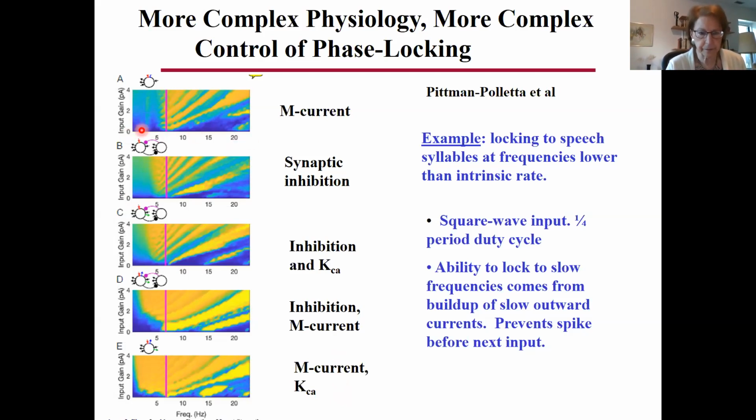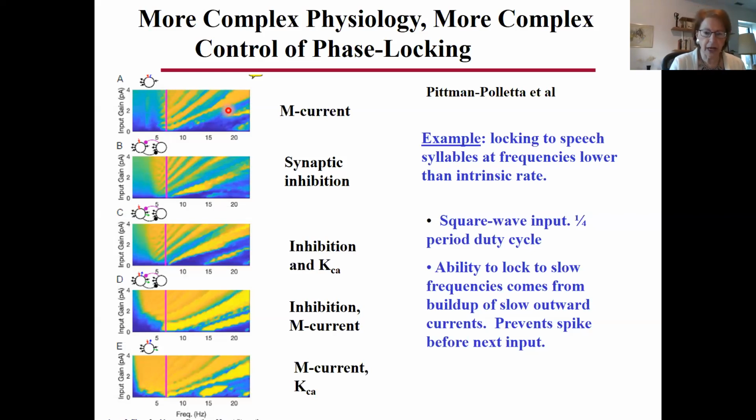This is input frequency. This is strength of the input frequency. Every one of these is a different simulation with different input frequencies or strengths. And what's being plotted here in color is what's known as a phase locking value. So when you don't have real complete phase locking, there are statistics that enable you to say how much locking there actually is. And that's what's being plotted here.